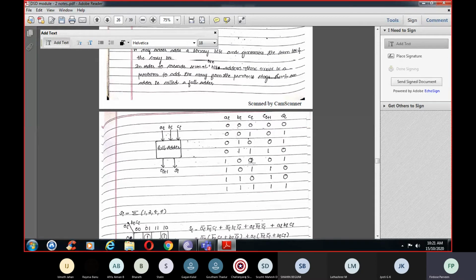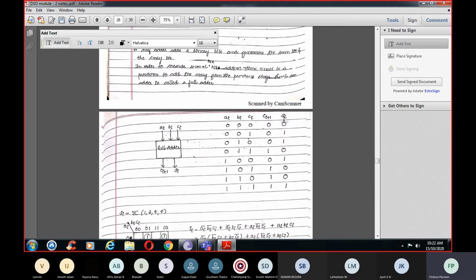You have not generated any carry. 1 plus 0 plus 1, sum is 0 and carry is 1. In the same way here also, sum is 0 and carry is 1. Here 1 plus 1 plus 1, in binary addition, 1 plus 1 gives carry 1 and sum 0, plus 1, you will be getting 1, 1. So sum is 1, carry is 1.